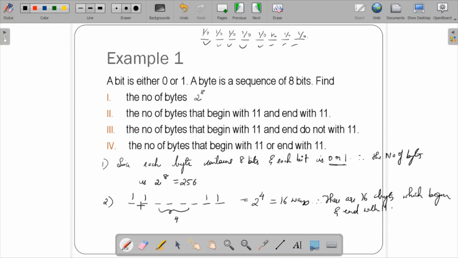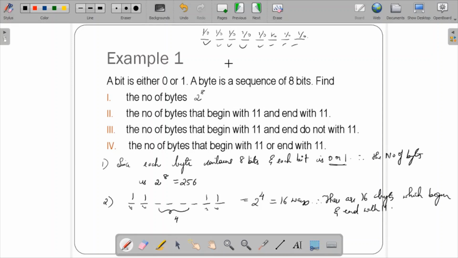Okay, so why do we have 2 to the power 4? They have told already it should begin with 1 1, so these positions are already fixed. This is fixed, this is fixed. For the number of bytes that begin with 1 1 and end with 1 1, you find the remaining positions. The possibilities are 0 or 1 in each, so open positions is 4. So it is 2 to the power 4.